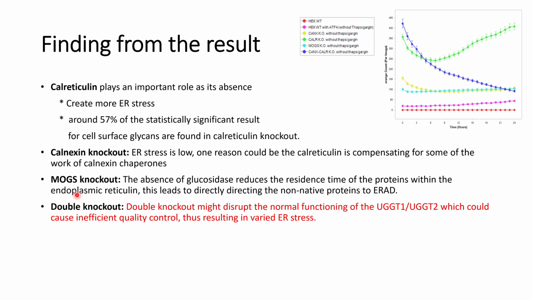And in double knockouts, one of the reasons for less ER stress could be that the molecular sensor functioning might be affected because of the absence of both calnexin and calreticulin, as UGGT1 and UGGT2 are also glycoproteins. So calnexin and calreticulin might play a role in stabilizing the native structure of UGGT1 and UGGT2.